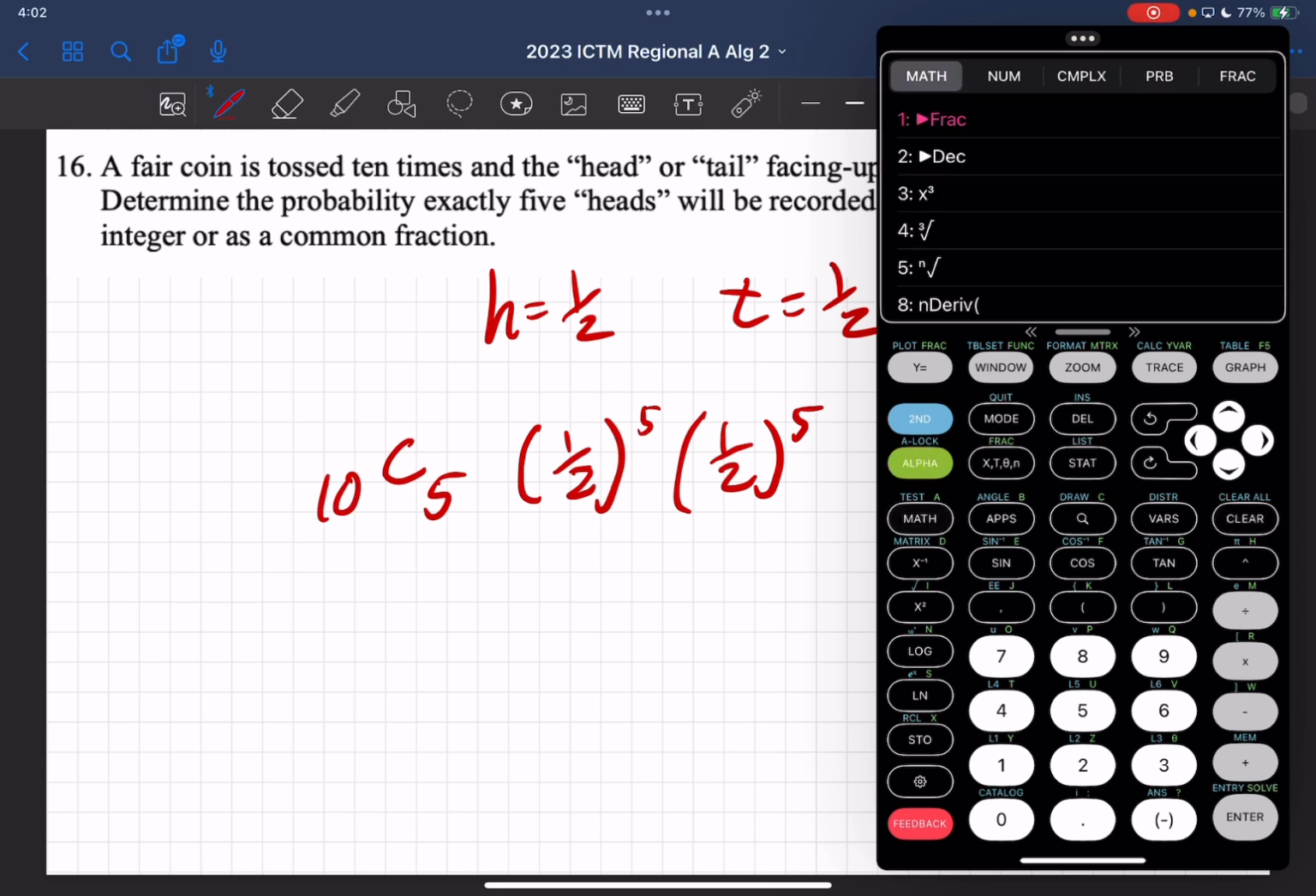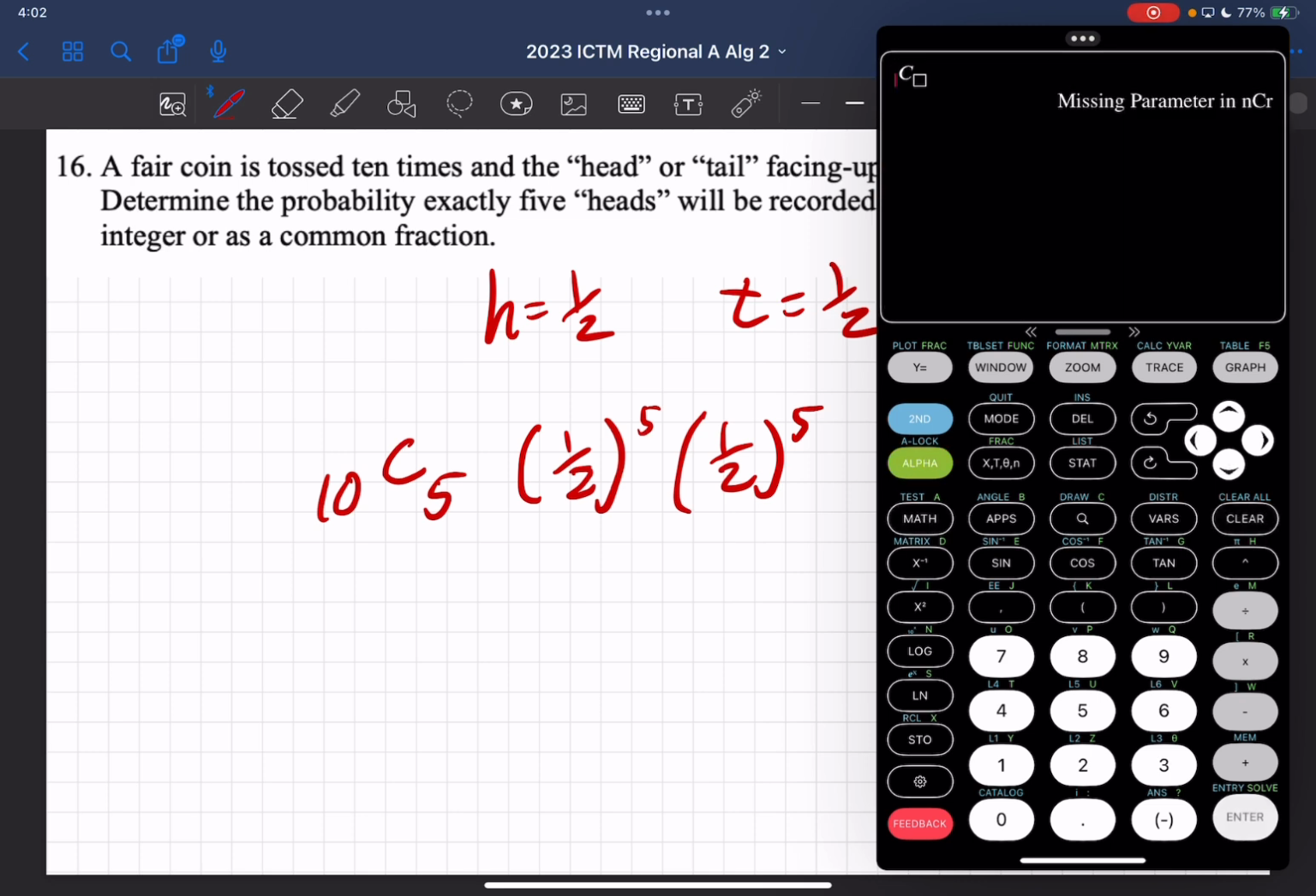So on my calculator, I go to nCr. So 10 C 5 times 1/2 to the 5th times 1/2 to the 5th. And if I write that as a fraction, we get 63 over 256.